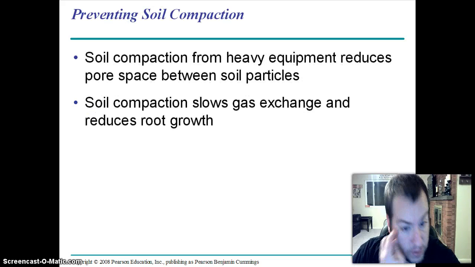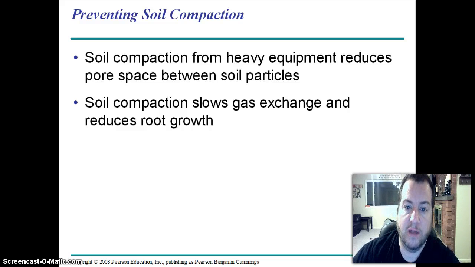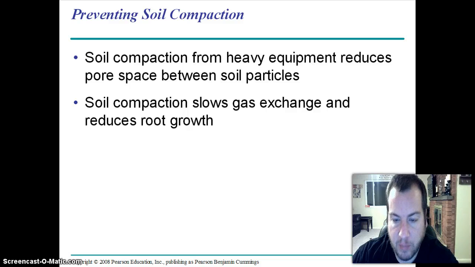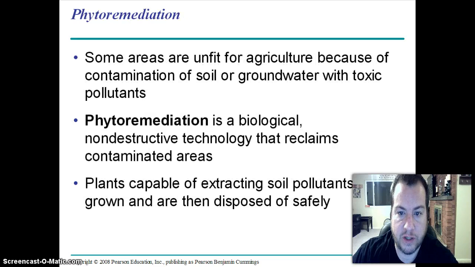Another problem is soil compaction. Soil compaction is when the soil particles get so pushed together that there's no longer any pore space between the soil particles. And in severe cases, it can create a pavement-like effect called desert pavement. What this does is, if the soil is too compact, then roots don't have any way to exchange oxygen and carbon dioxide for cellular respiration.